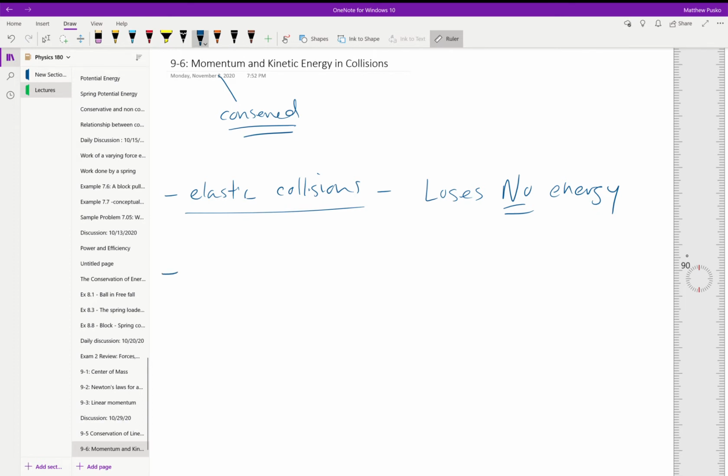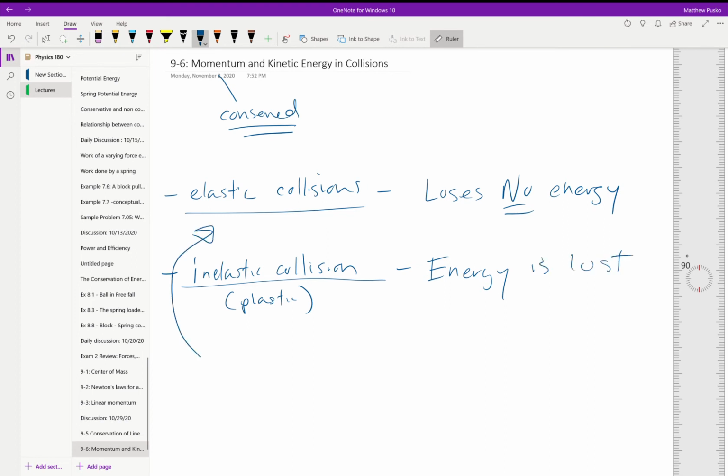We go to the far end of the spectrum and we can call the type of collision an inelastic or plastic collision. Meaning, when the two objects collide, they actually move off together as one. In this case, energy is lost. And there's everything in between, right? Actually, everything is typically in between because we always lose energy of some sort.